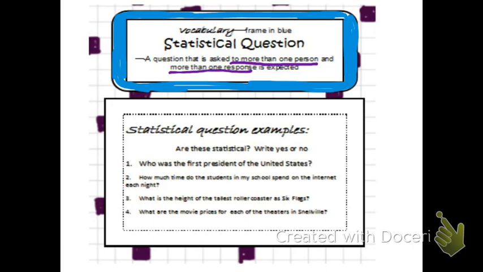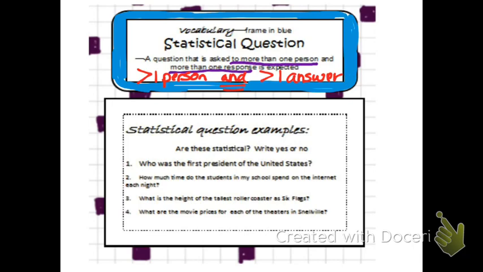So I want you to write yourself a little note in this little blank space. Put the symbol for more than one person and more than one answer. You will know if a question is statistical if you can answer yes to both of those questions: asking more than one person, expecting more than one answer. Okay?